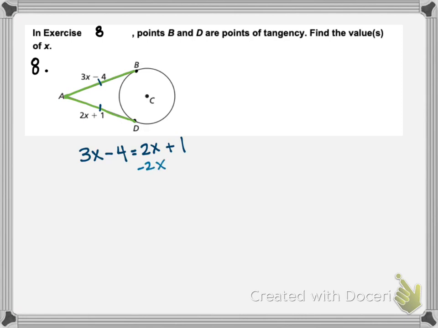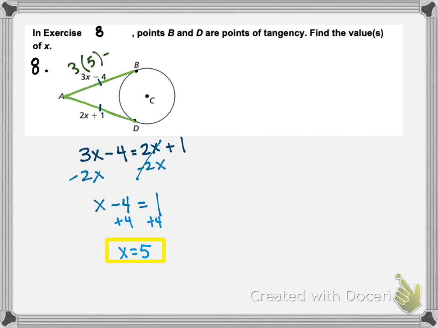So we'll move our smaller x like normal by subtracting. And then to get x by itself, we're going to add 4. Again, you can always check by plugging it in and making sure it's correct. So this one would be 3 times 5, which is 15, minus 4, which is equal to 11. This one would be 2 times 5, which is 10, plus 1 also equals 11. So plugging them back in is a good way to check yourself. So that's the 10.1 review.